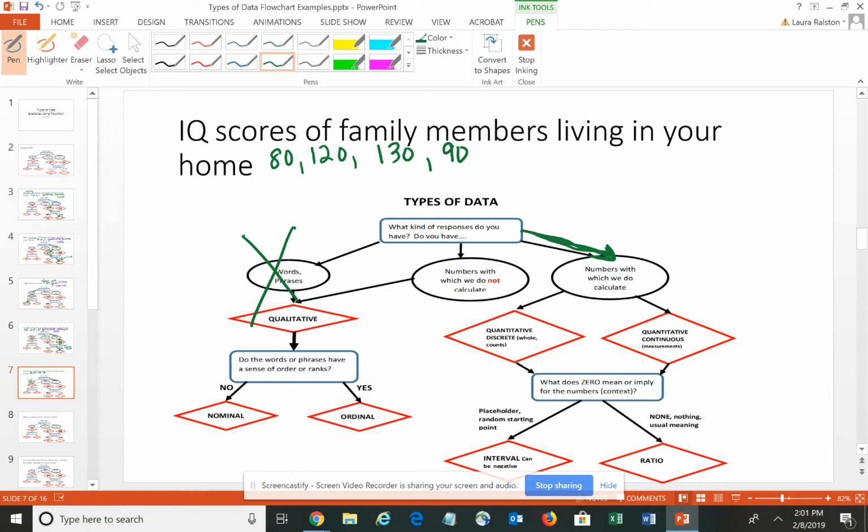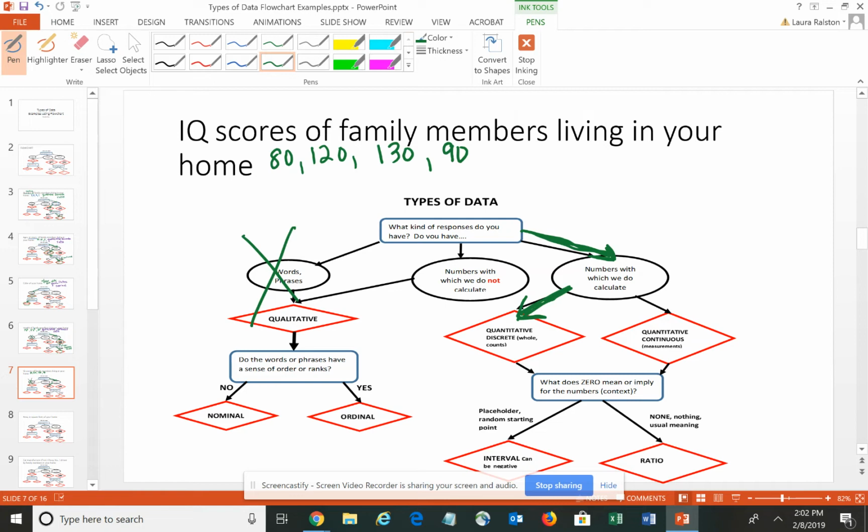And there's probably some debate here. When they report the results, they're actually usually stated as whole numbers. So contextually, you have whole numbers, but you're also using an instrument, the test, to determine the score. So you could kind of go either way. But in the context, they're listed as discrete, okay, because they're whole numbers. So I'm going to go with quantitative discrete.